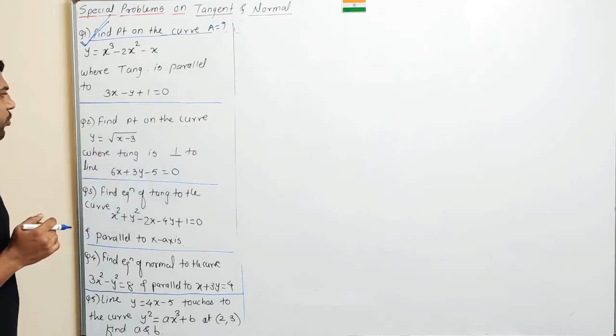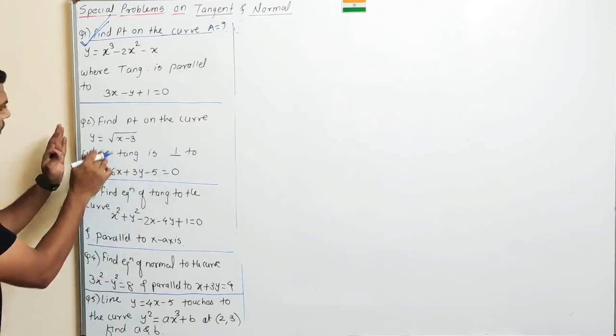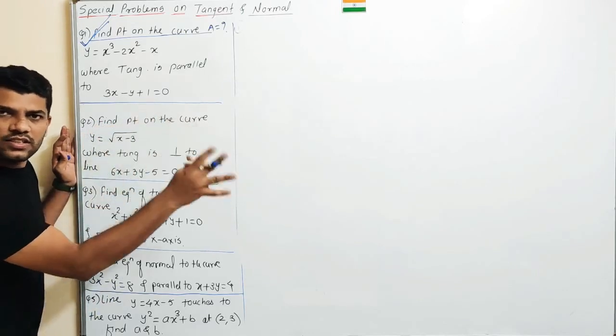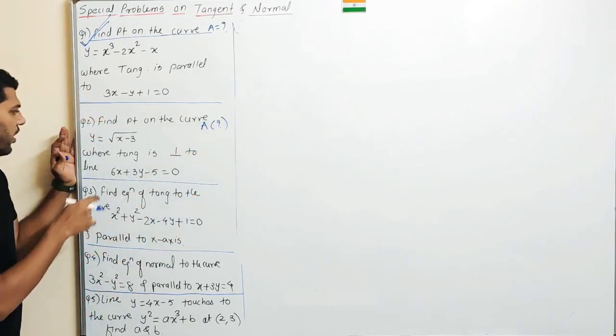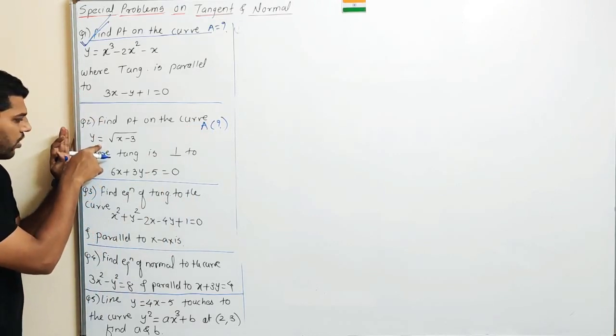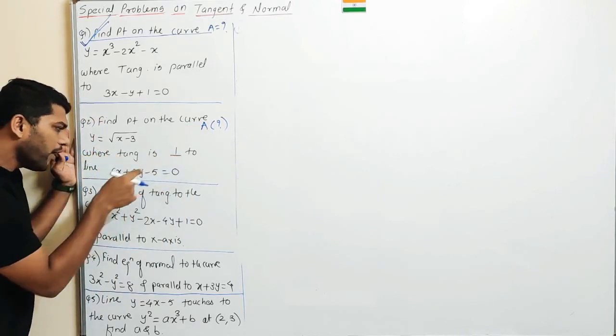Okay, let's start with the second one. It's almost a similar one. Find a point on the curve. Same, you have to find a point on the curve, that is, you have to find the coordinates of the point A. This is the given equation of curve where the tangent is perpendicular to this line.